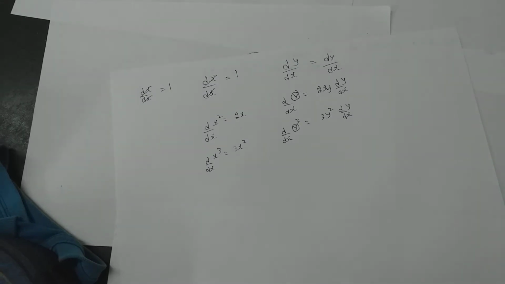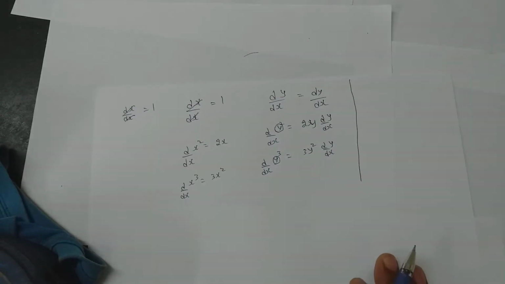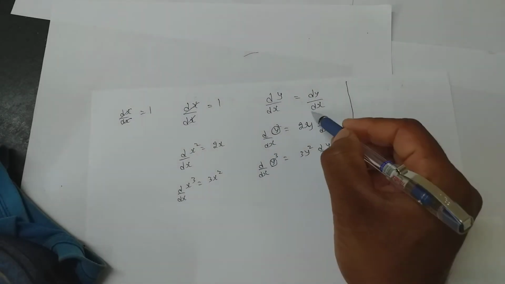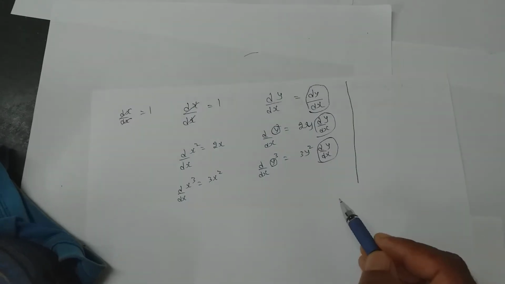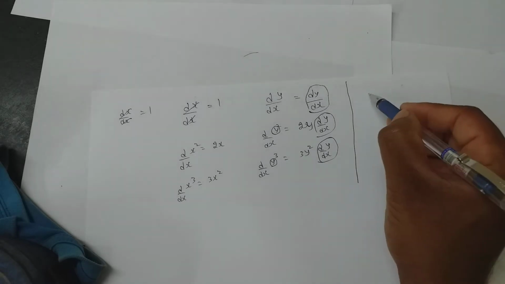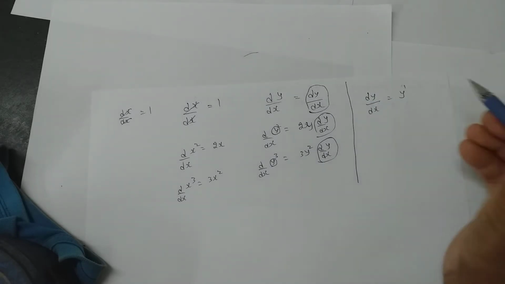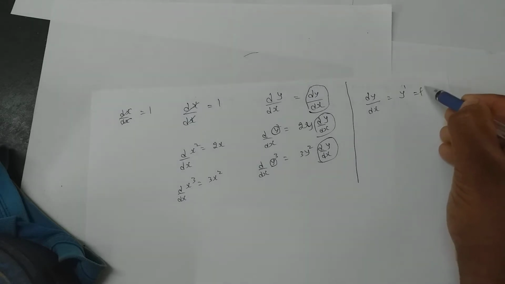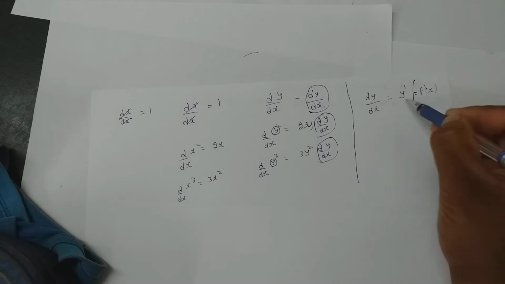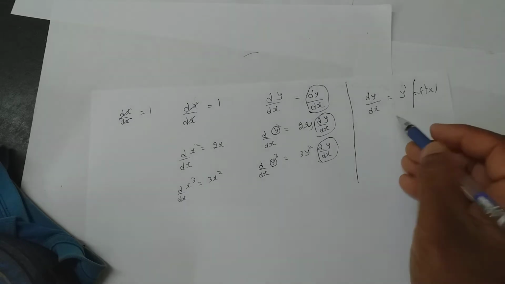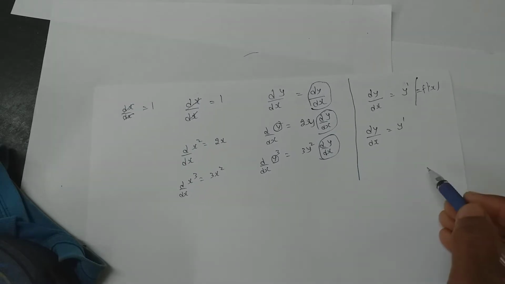Why did I tell you these three examples? Because while doing a sum, it will be difficult for me to write dy by dx, dy by dx, dy by dx every time. Instead, from now onwards I will write dy by dx as y dash, or f dash x. Clear? Mostly in your A level we will be going with only y dash. One more time, dy by dx we will be writing as y dash.